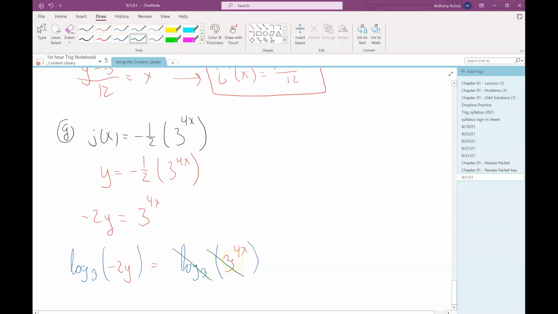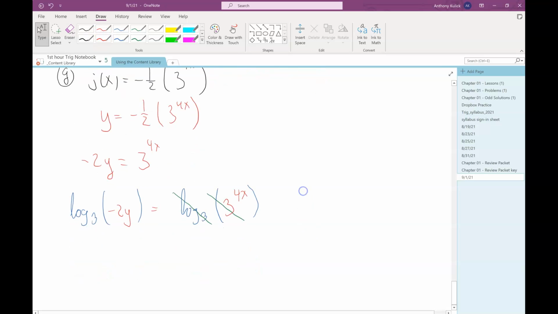So the big takeaway here is log base 3 cancels exponent base 3. Hopefully this is starting to at least symbolically look a little familiar, even if the vocab did not stick at all. The symbols now are like, oh yeah, I kind of remember doing that. And then the last thing I need to do to get the x by itself is divide by 4, right?